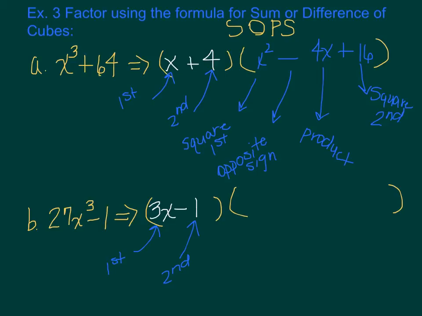So you're going to square your first term, which will be 9x squared. Opposite sign. So instead of minus, it'll be plus. Product. 3x times 1 is 3x. Square your second term. Negative 1 squared is positive 1.